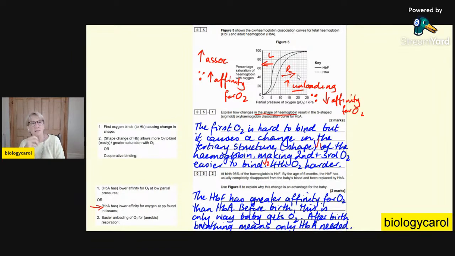Yes, so that when the baby is out of the womb, there is greater unloading of the oxygen, and therefore it will be more easy for the tissues to respire. The important thing for the baby when it's in the womb is that it gets the oxygen in the first place from the mother. The fetal hemoglobin curve has to have a higher affinity than the mother's adult hemoglobin. Otherwise, the baby wouldn't get any oxygen in the first place. I hope that makes sense.